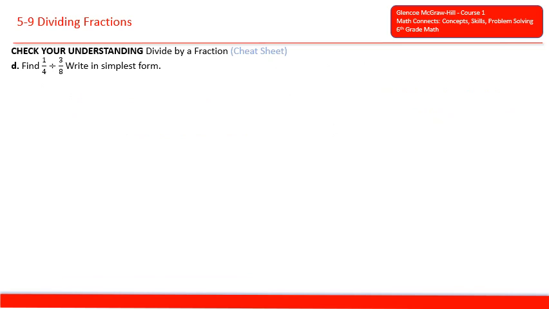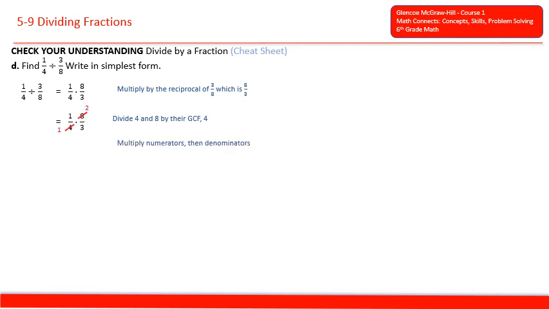Find 1/4 divided by 3/8, and then write in simplest form. So the first thing we'll do is change the division to multiplication, and then we will take the reciprocal of 3/8. So 1/4 divided by 3/8 becomes 1/4 times 8 over 3. And then we can simplify. 4 goes into 8 twice, 4 goes into 4 once. And then if we multiply across, 1 times 2 is 2, 1 times 3 is 3, so we get 2/3.